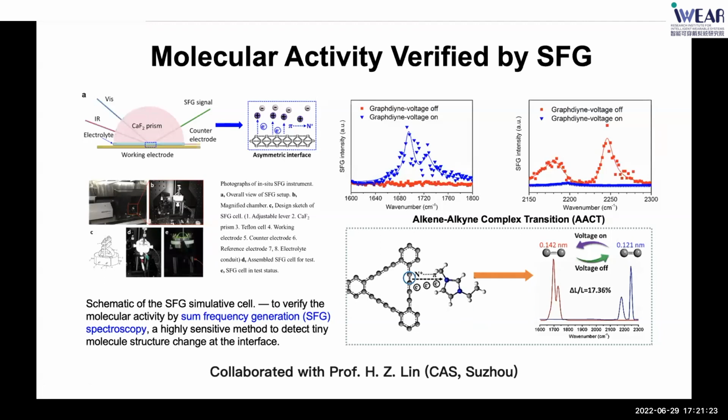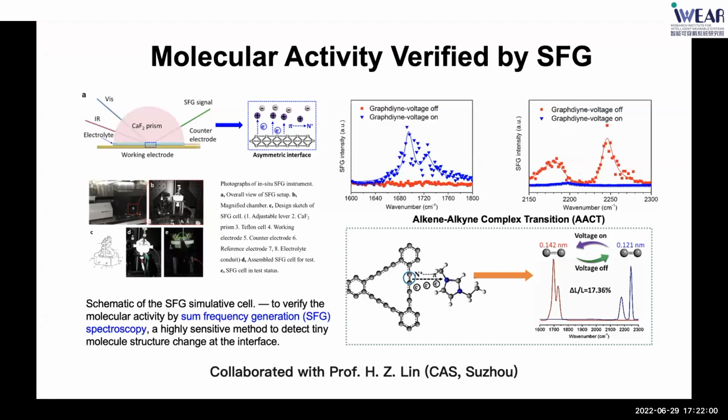We use two beams of laser focused on the interface of the electrolytes and the electrodes. If the tiny structures change, we can detect the change by sum frequency generation spectroscopy. Here is the setup of the experiment. On the right, we can see this region is mainly for the alkane vibrations, and this region is for the graphene characteristic peaks.